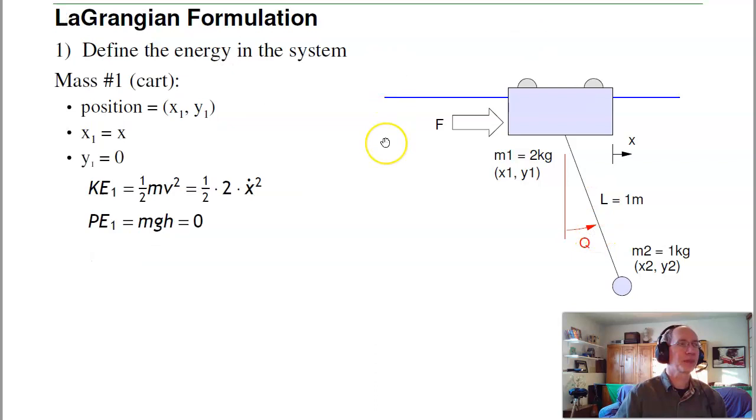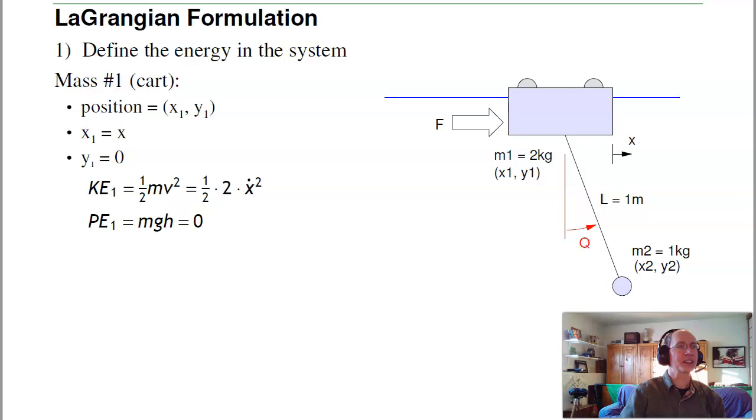Now, for the Lagrangian formulation, the first thing you have to do is come up with the kinetic energy and potential energy. I've got two lumped masses, so I've got two terms. For the first mass, that's 2 kilograms, the position is just x and 0. The kinetic energy is 1/2 mv², mass is 2, x dot squared. The potential energy is 0. Again, assuming I've got this leveled so it's not going up or down, it's going to stay flat, not gaining or losing potential energy. So that's the first mass.